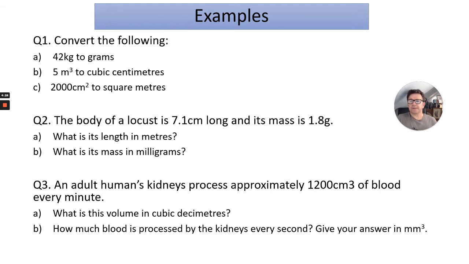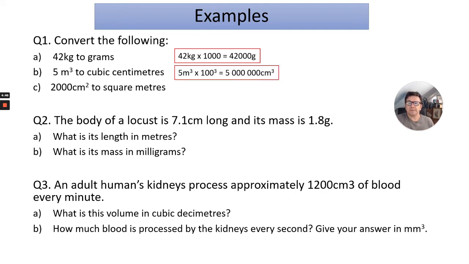Okay, so let's see how you got on. 42 kilograms to grams, so that's 42 times the conversion factor, which is 1,000, so it'll give you 42,000 grams. 5 meters cubed to cubic centimeters, well, 5 meters cubed times the conversion factor cubed, so it's 100 cubed, so that would be 5 million centimeters cubed.